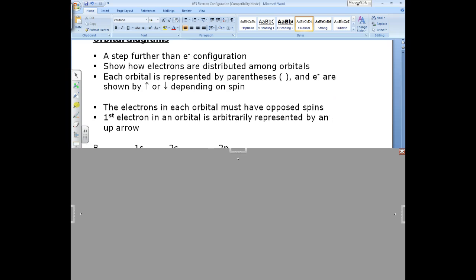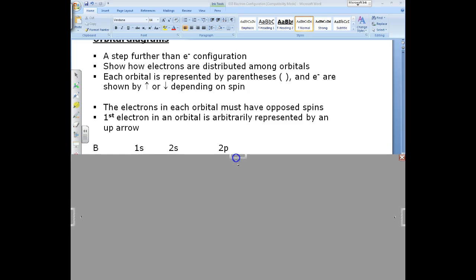First, let's talk about boron. With boron, it has an electron configuration, and that's always where you start with orbital diagrams, of 1s2, 2s2, and 2p1. So what we're going to do with our orbital diagrams is we're going to draw parentheses underneath these. And we'll draw one set of parentheses for each one as we go.